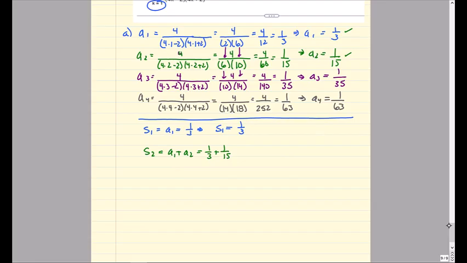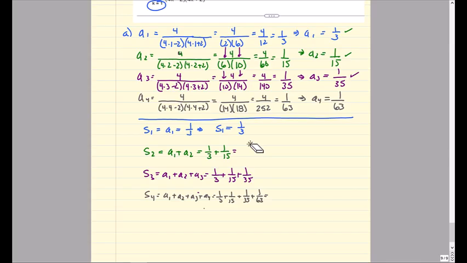Okay, and I'm just going to write all these out, and then I'll go back and add them up. So S sub 3 is a sub 1 plus a sub 2 plus a sub 3, which would be 1/3 plus 1/15 plus 1/35. That comes from right here. And then our last partial sum that we're going to find is the fourth partial sum: 1/3 plus 1/15 plus 1/35 plus 1 over 63. Okay, so let's go back up and start finding these sums.